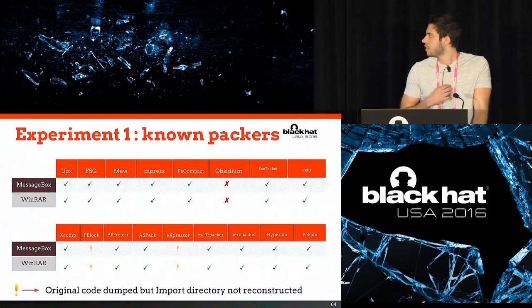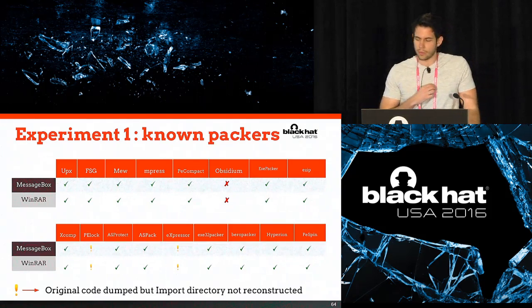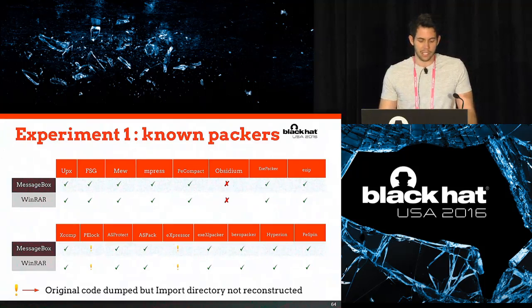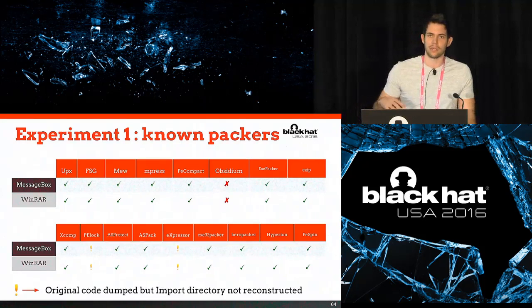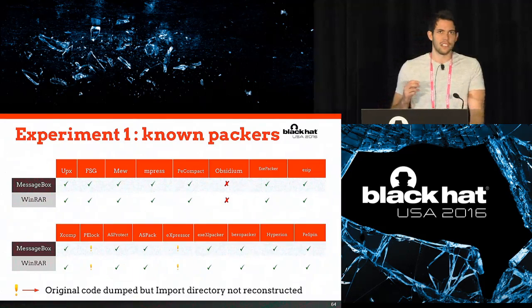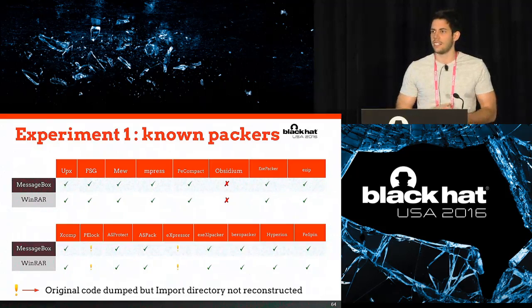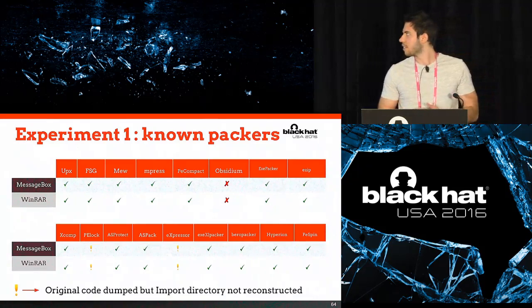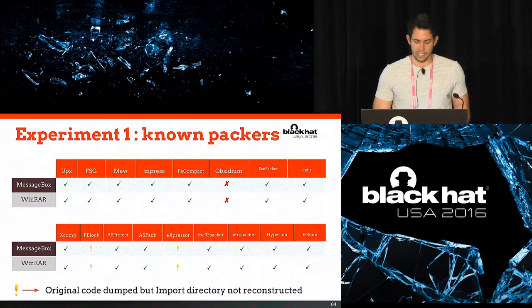In the first case, we were able to fully reconstruct a working version of the original program in 14 cases out of 17. And we totally lost only with the packer Obsidian, because PIN is detected as a debugger, because it employs some kind of evasion technique against DBI.